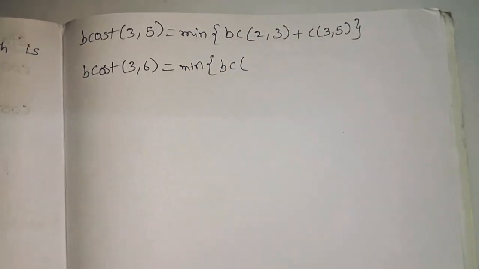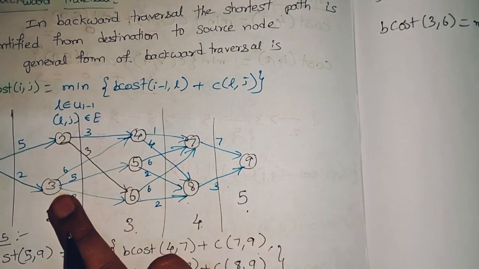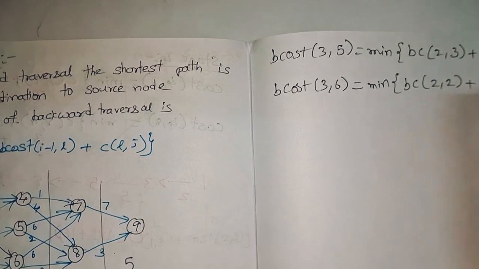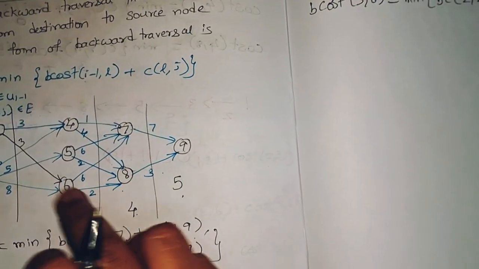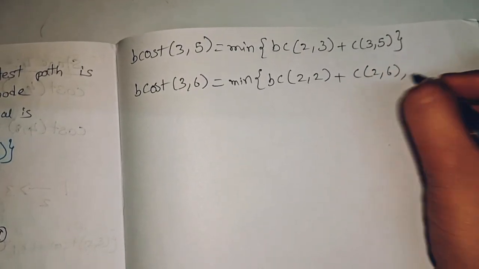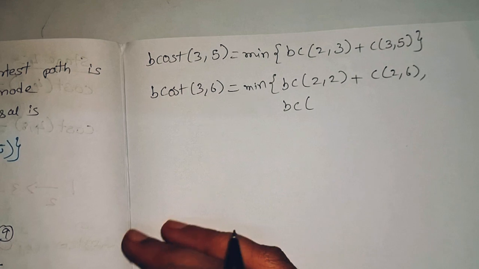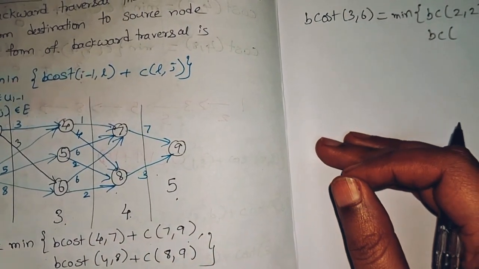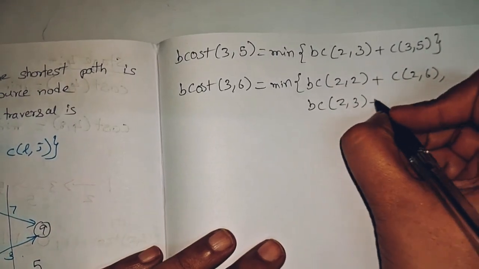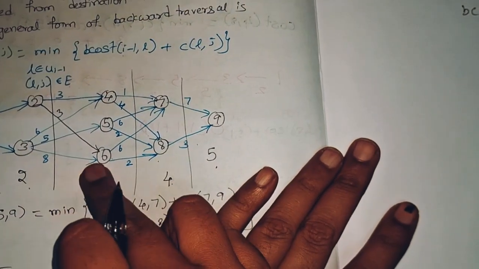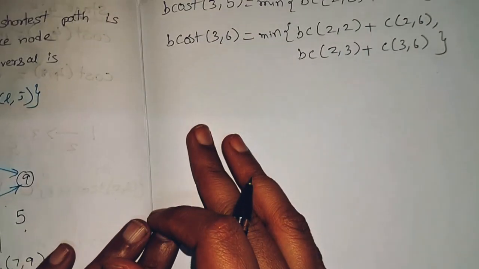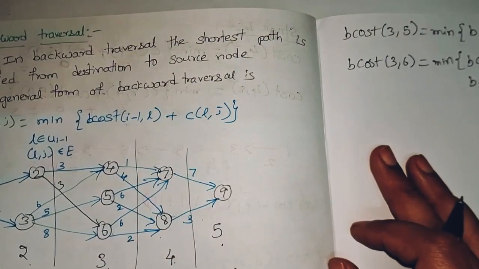Backward cost of... So what are the nodes connected to 6 here? 2 and 3, right? So backward cost of 2 comma 2 plus C of 2 to 6, so C of 2 comma 6. Then backward cost of 2 comma 3 plus C of 3 to 6. Okay, in this manner we have found the values at stage 3.